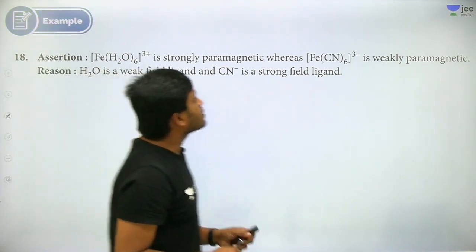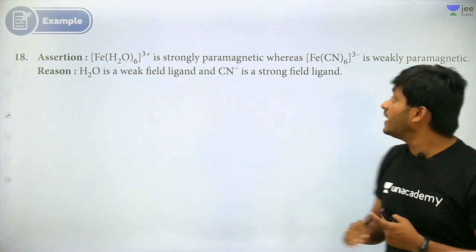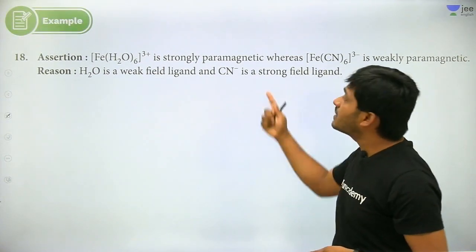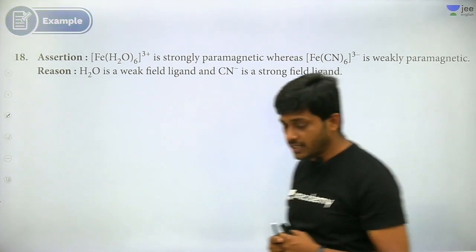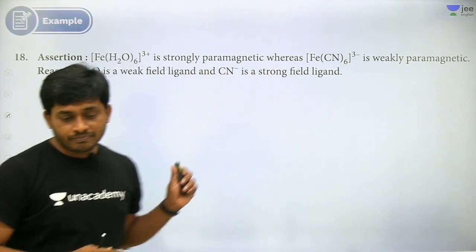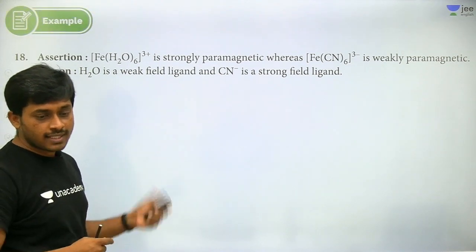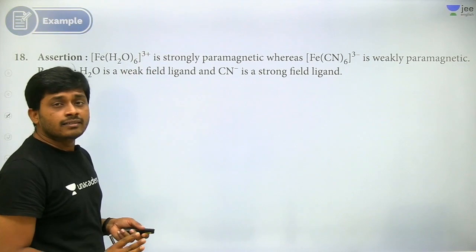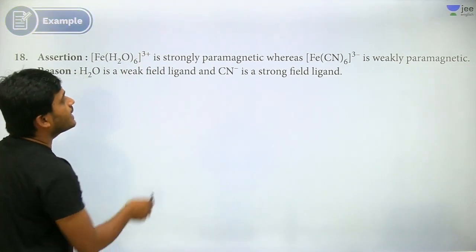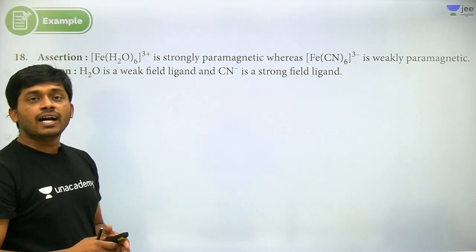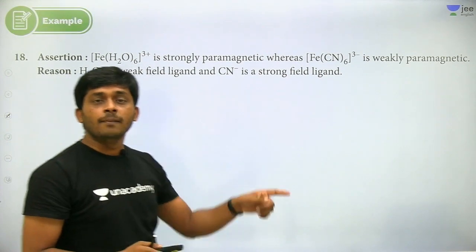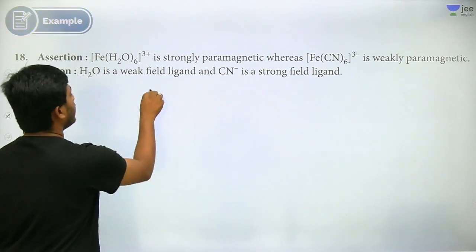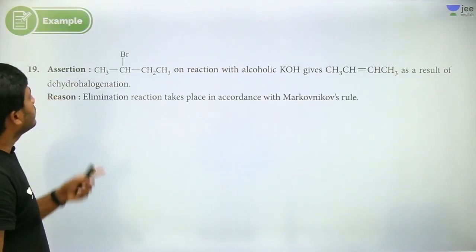this one. It is strong magnetic. It is weakly paramagnetic. H2O is weak field. CN minus is strong field. Okay. So what is the correct answer now? What is the correct answer for this? Assertion is correct, reasoning is correct. It is correct explanation only, because in case of strong field, pairing takes place, paramagnetism will decrease. So option A. Next, this question.